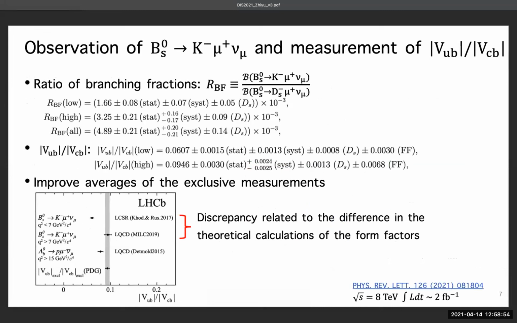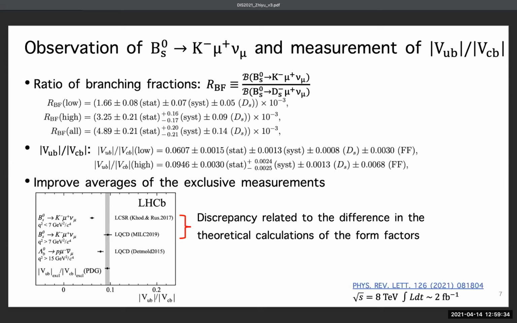The B_s to K mu nu branching ratio relative to B_s to D_s mu nu is reported in low and high q squared ranges, and also the whole range. This work also measured the CKM matrix element ratio, Vub over Vcb, in the q squared ranges. The last two uncertainties are from the D_s decay branching ratio and the form factor calculation. The form factor choice also leads to different results in low and high q squared ranges.